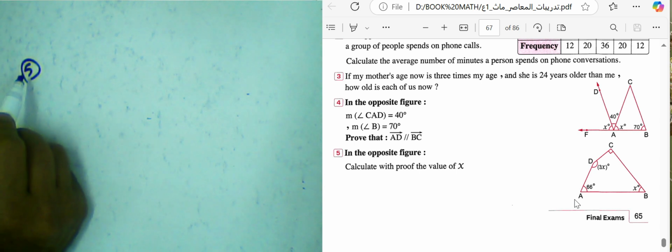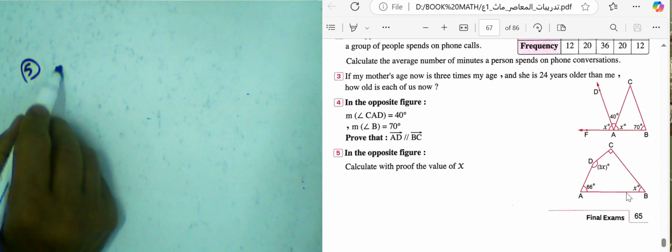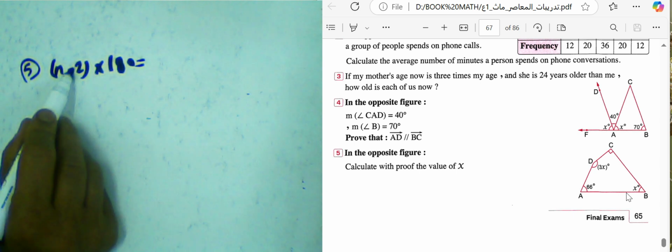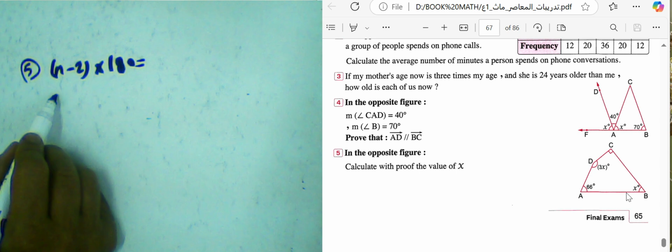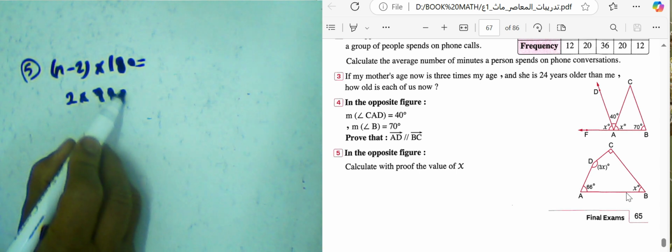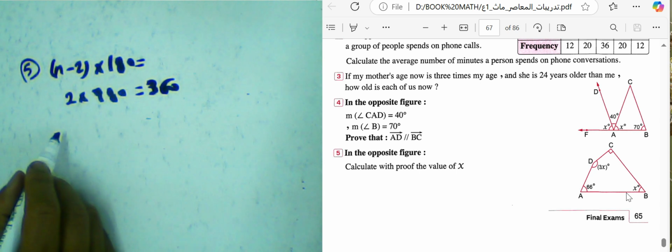Okay, next question, number 5. In the opposite figure, find the value of x. We have here a figure with 4 sides. To find the sum of the inside angles, what is the rule here? n equals 4, so 4 minus 2, times 180, equals 360. The sum of the angles is 360.